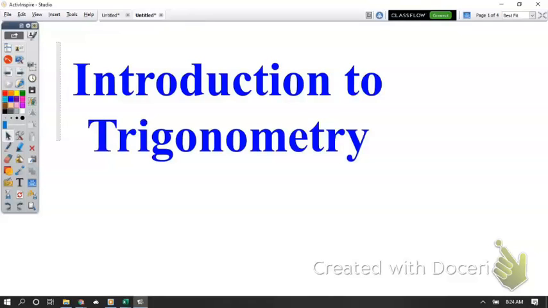Hello class, today we are going to talk about trigonometry. We're not going to get into the real nitty-gritty stuff of it. We're just going to do a basic introduction to trigonometry. So real basic stuff, nothing real difficult. Trigonometry is basically the study of right triangles, specifically the sides and angles of a right triangle.